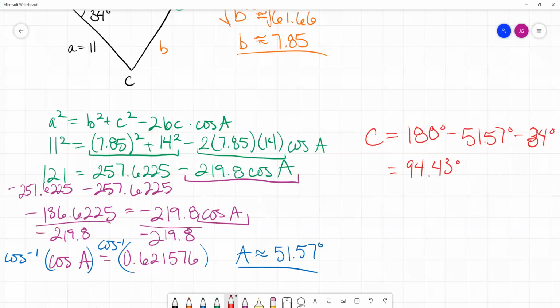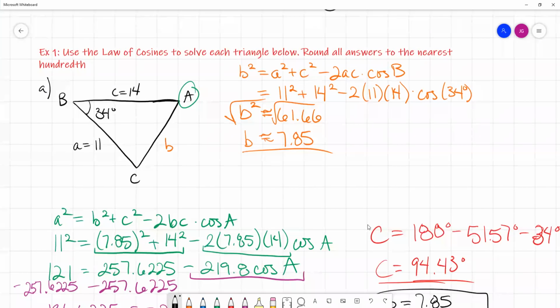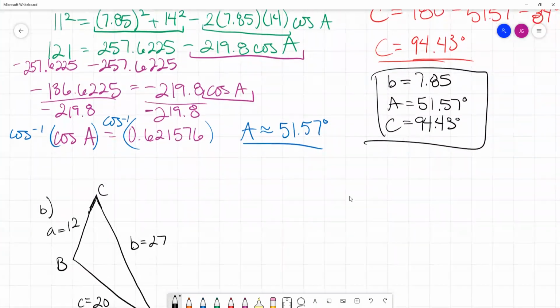degrees. Just like every time we solve a triangle, let's write all our answers in one place. So I got side B was 7.85, angle A was 51.57 degrees, and angle C was 94.43 degrees. And there is our answer. Okay, so far so good. That was our first triangle. Let's do one last one to get the hang of it.